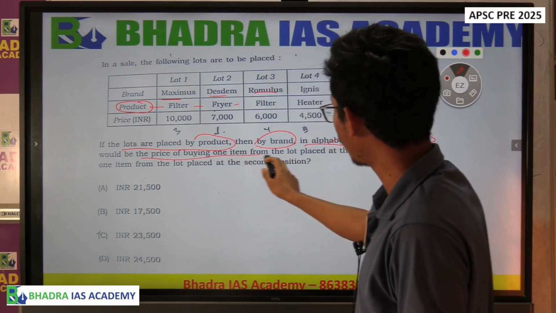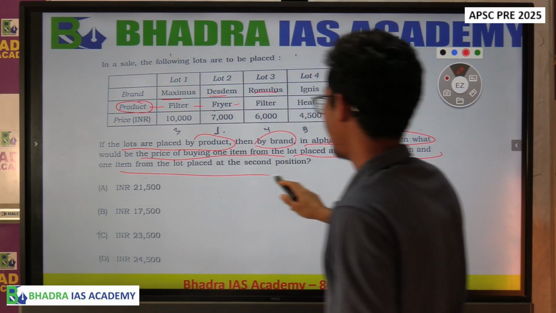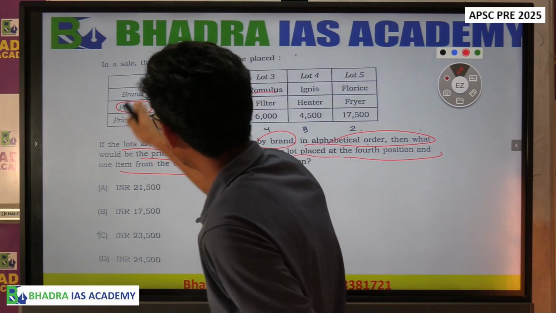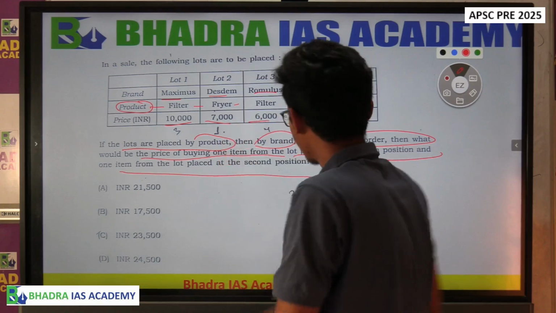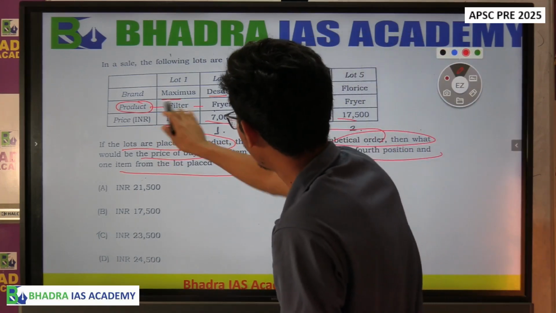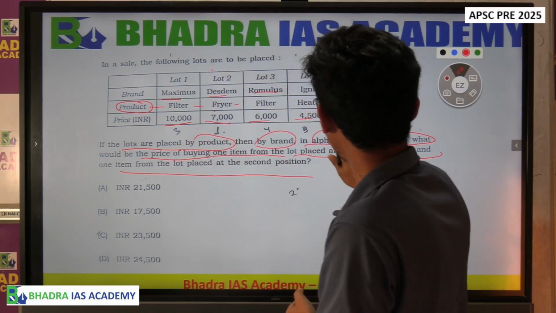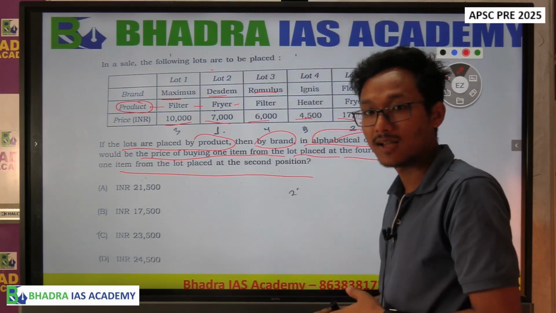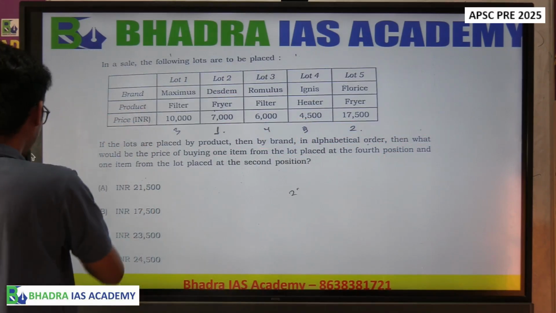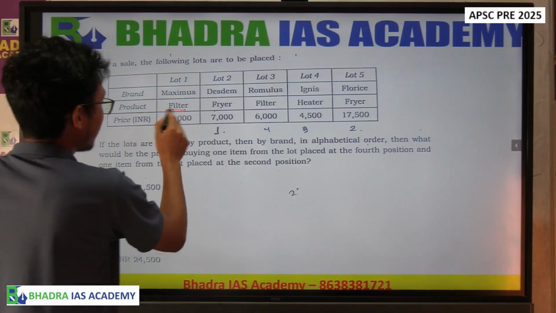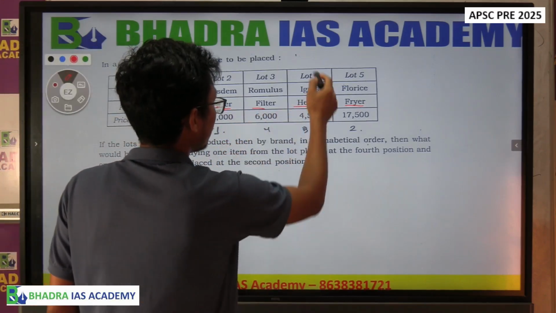What would be the price of buying one item from the lot placed at the fourth position and one item from the lot placed in the second position? The product price is given here. So when we arrange in alphabetical order, first product and then brand, from lot 1 to lot 5, we get the lot that will be in second position and the lot in fourth position. Taking one from each, we find the total price. First we need to arrange by product: filter, fryer, filter, heater. Heater will come at the end because it starts with H, so it goes to position number 5.